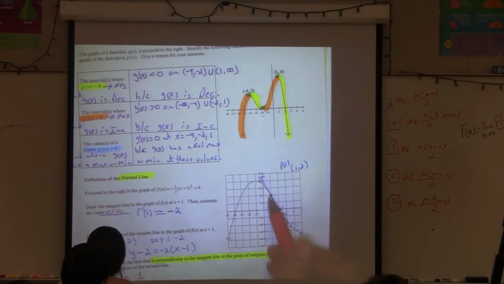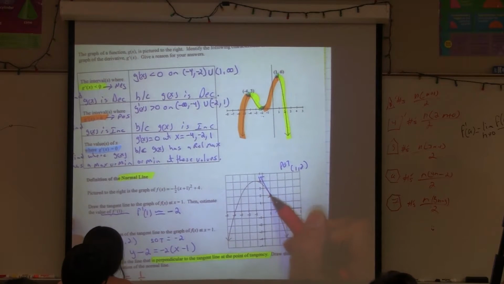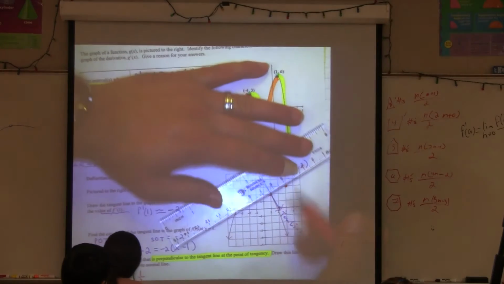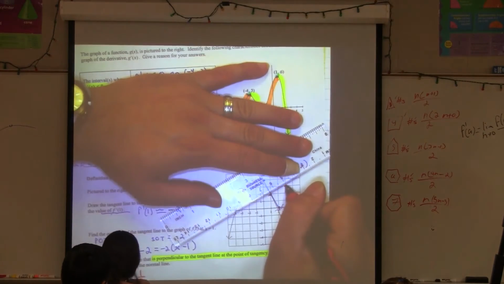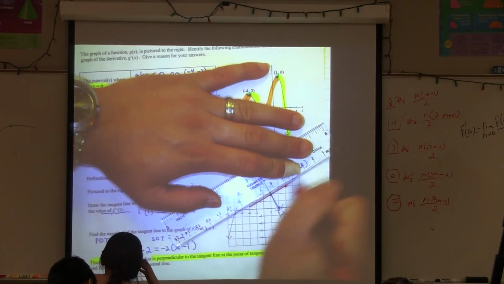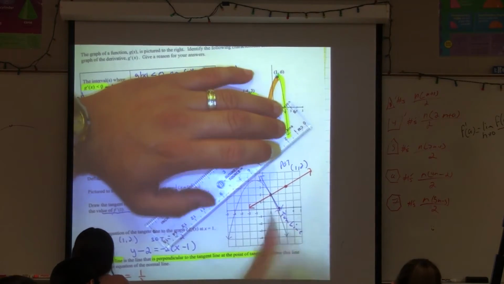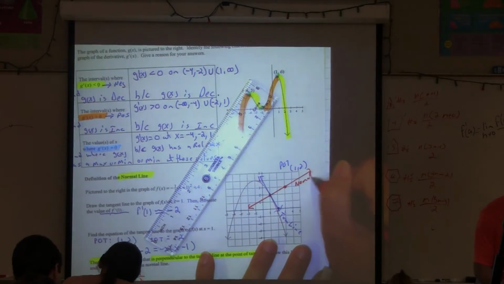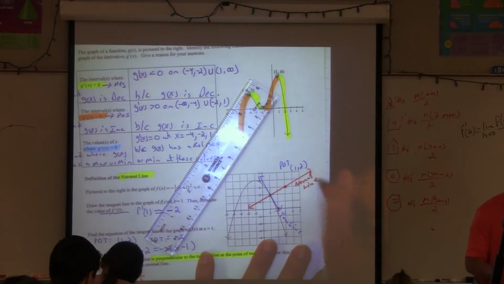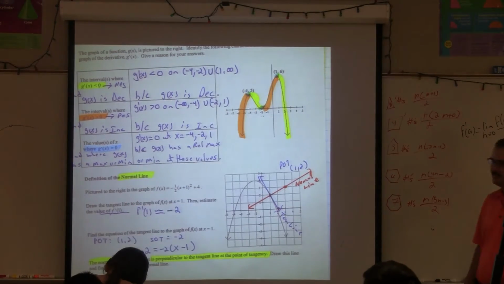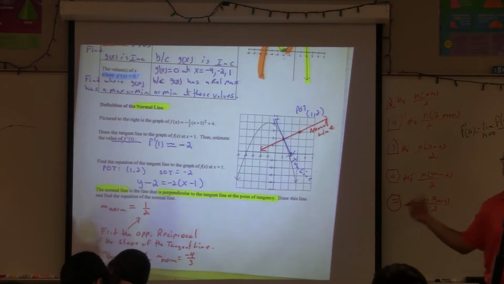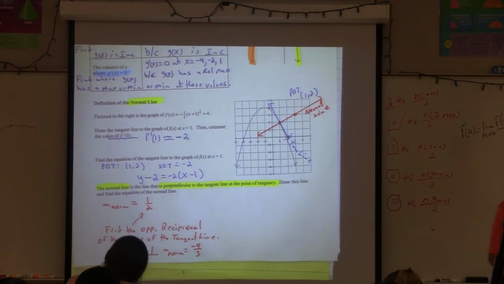So from this point of tangency, I'm going to go what? 1 up and 2 to the side. And now I can draw my perpendicular line to the tangent, which has a special name called the normal line. Don't freak out on a test if they say find the normal line, find the slope of the normal line, find the equation of the normal line.